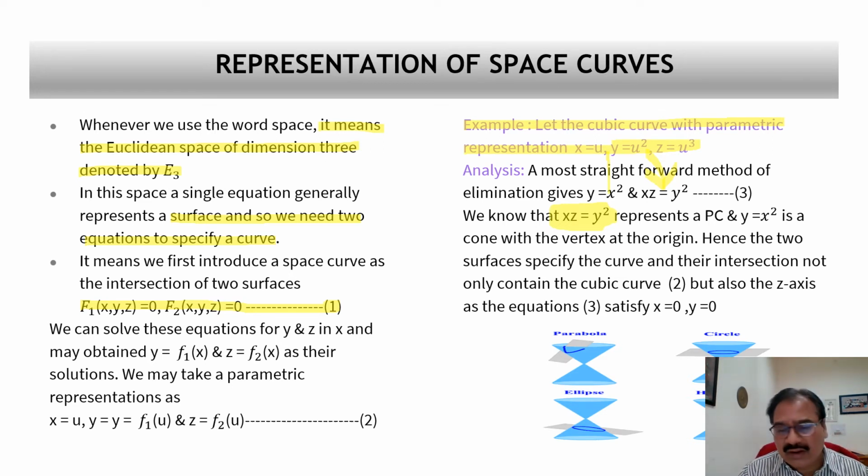Once again, I am telling you that from the conic sections you have derived all the geometrical shapes and sizes. Like here I am saying xz is equal to y square is representing a parabolic cylinder, and this cone has its vertex at the origin. This can be seen very easily here.